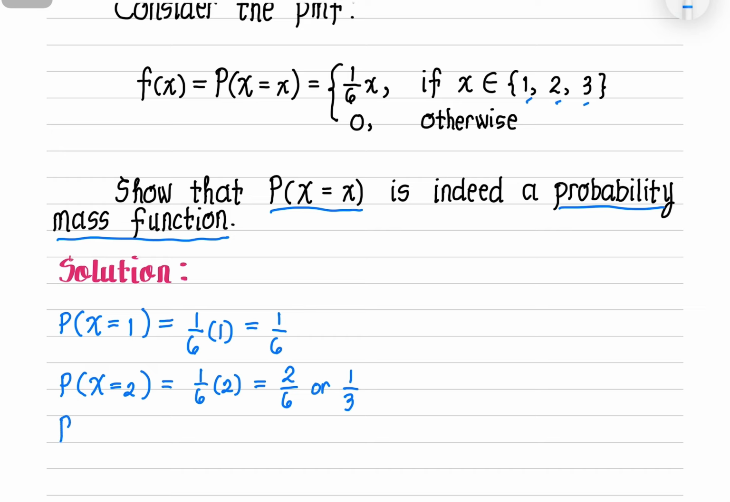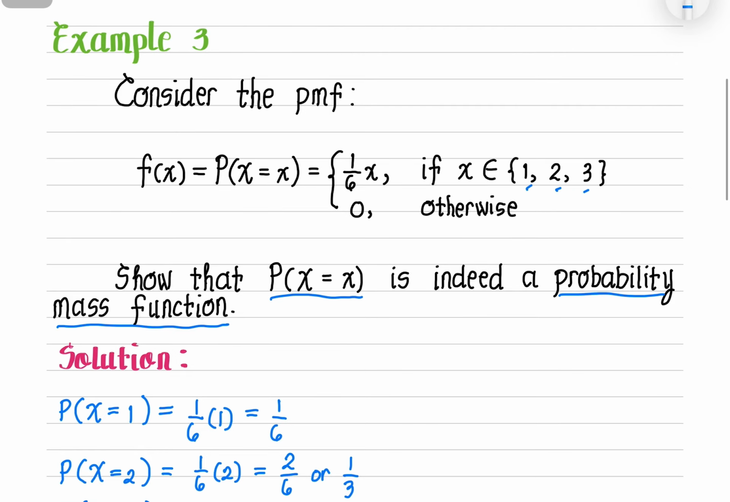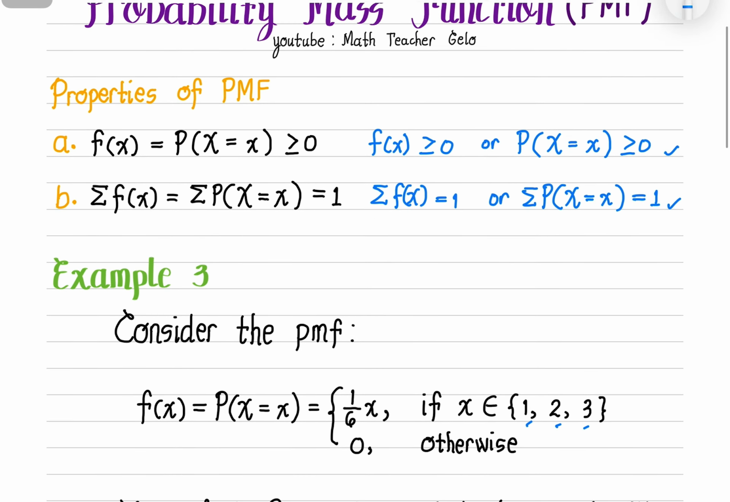Okay. And then, for the last one, so we have P of x equals 3, right? Equals 1 over 6 times 3. So, again, let's simplify. So 1 over 6 times 3, it will become 3 over 6. Or we can still simplify 1 half, right? Okay. So class dito, sabi natin sa first property, okay, dapat ma-prove natin na greater than or equal to 0.